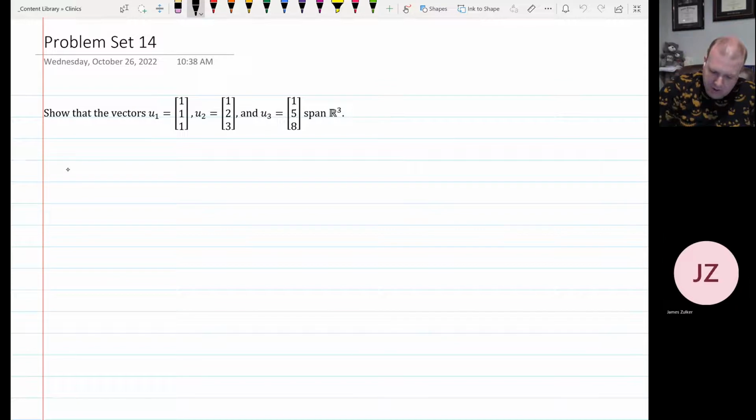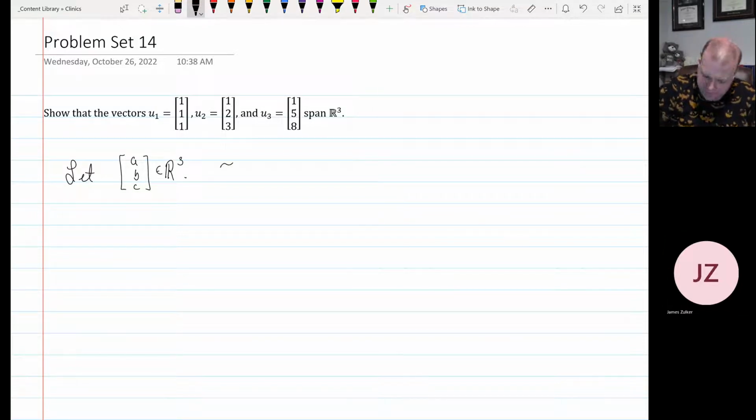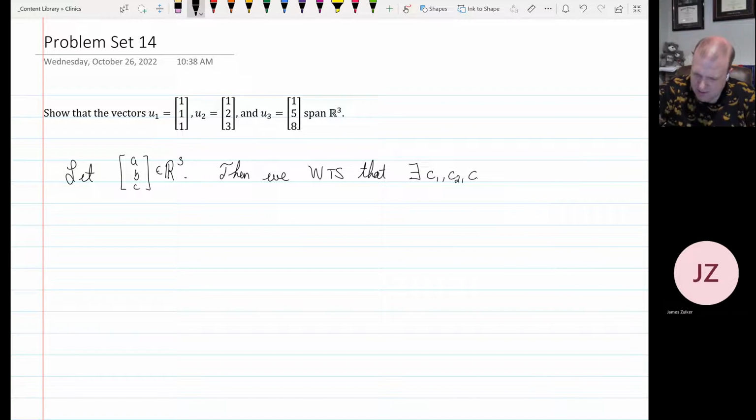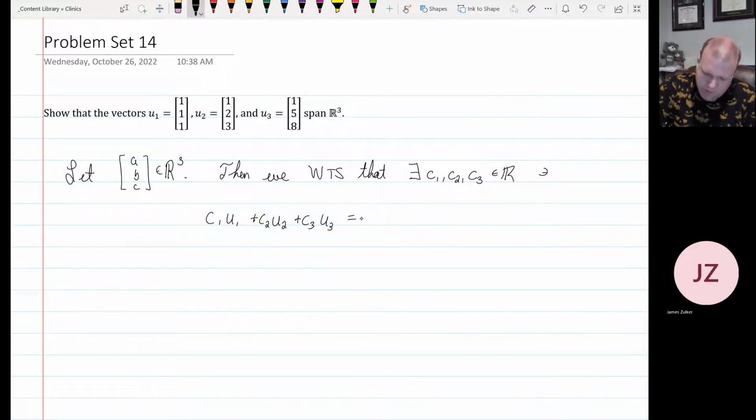So we want to start by choosing an arbitrary vector in R3. So let's say the vector ABC. Right, so then we want to show there exist constants C1, C2, C3 such that C1U1 plus C2U2 plus C3U3 equals U, right? Let's call this U.